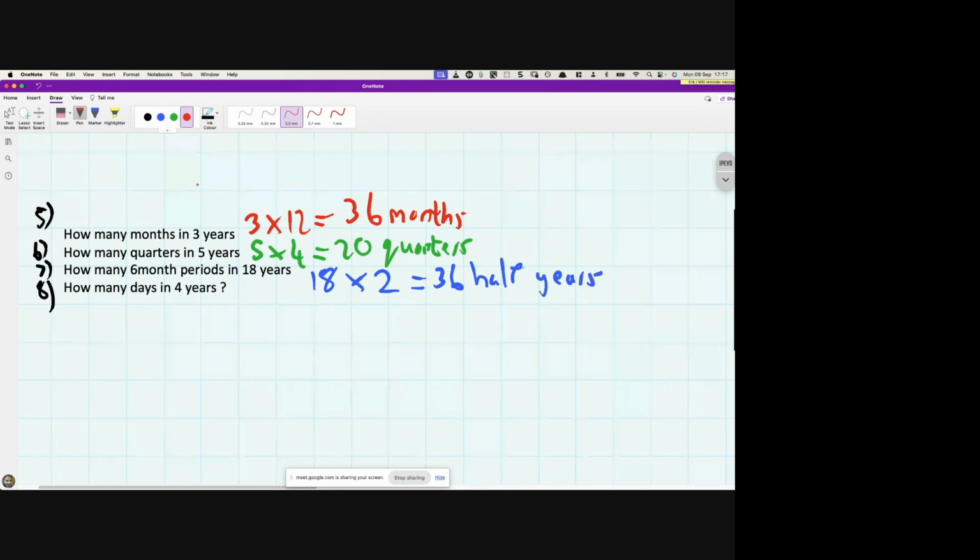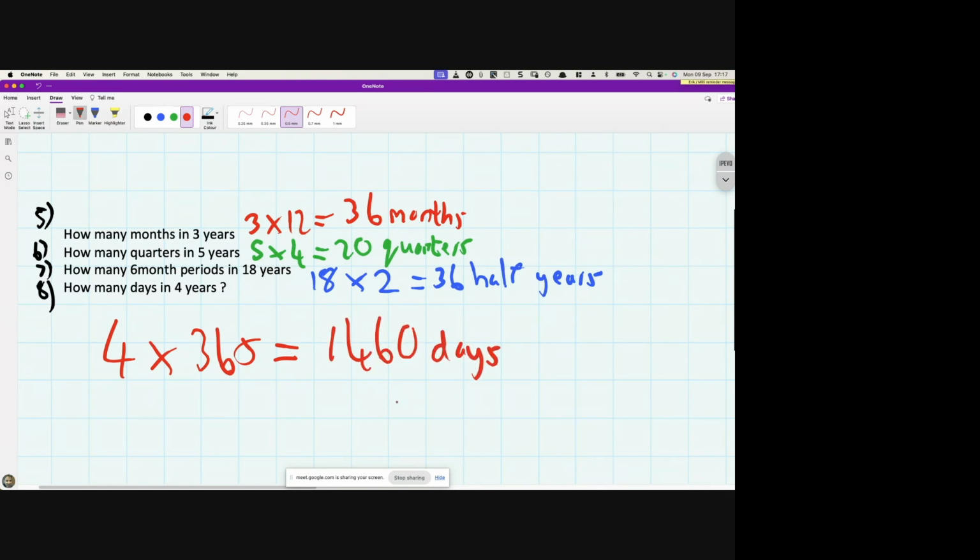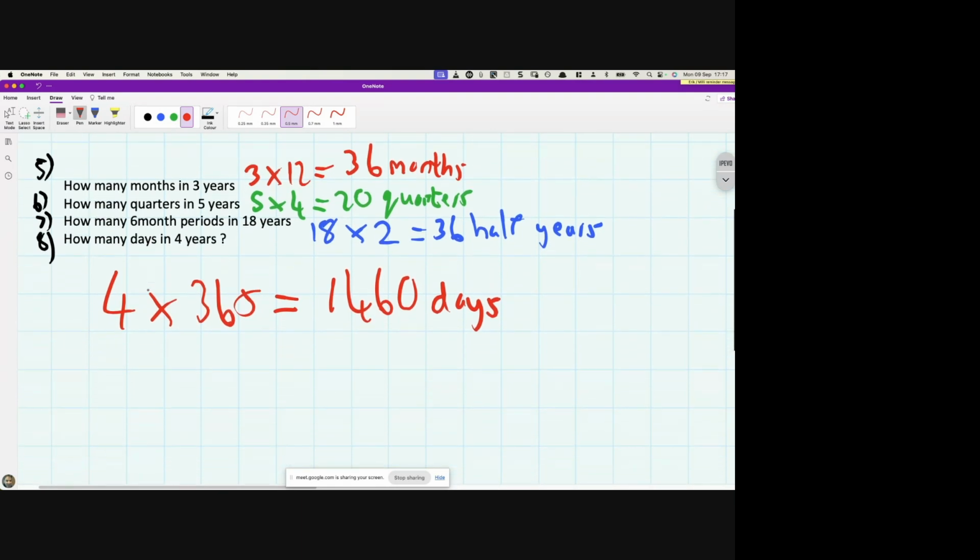And last one, how many days in 4 years? Okay, so I suppose we could say there's a bit of a trick. So 4 times 365. And if you include the leap year, you would add 1. But for our purposes now, we're going to ignore the leap year. So it's going to be 1,460 days in 4 years. Okay, so that is the building blocks of time and fractions.